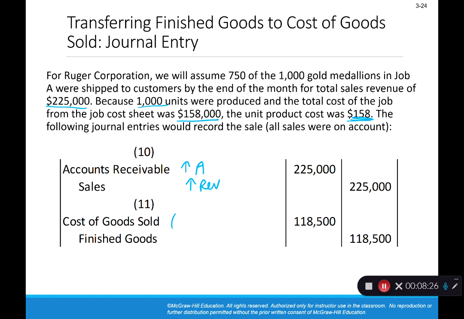And then we have our cost of goods sold. Well, it's $158 a unit, and we sold 750, so that's where the $118,750 is coming from. And we would increase cost of goods sold with a debit because expenses go up with debits, and we take that same amount out of our asset account, finished goods, with a credit because assets go down with credits.